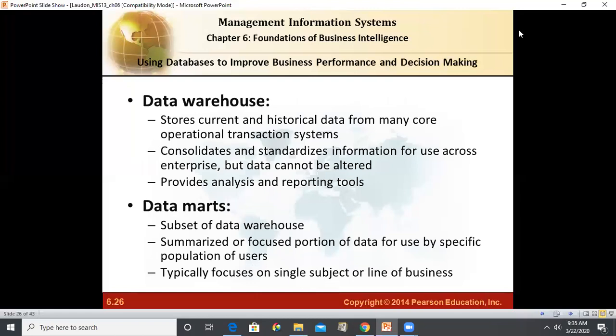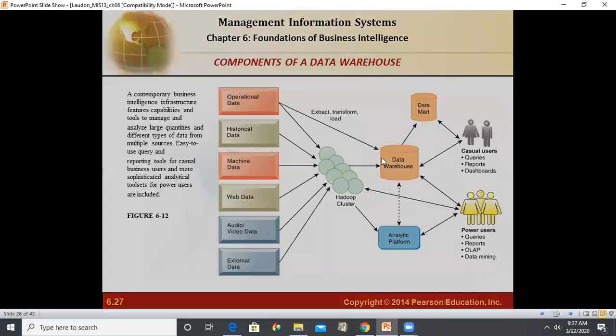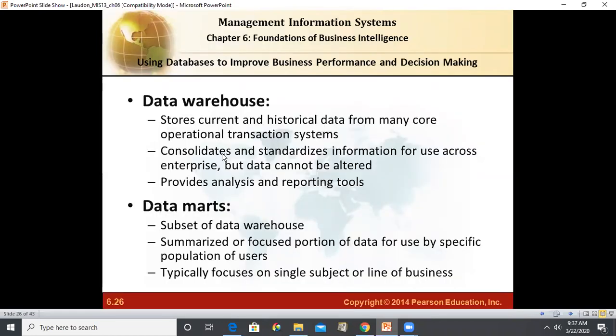What is a data warehouse? A data warehouse is a database that stores historical and current data from many core operational transaction systems. This one consolidates and standardizes information for use across the enterprise, but the data here cannot be altered. It provides analysis and reporting tools.